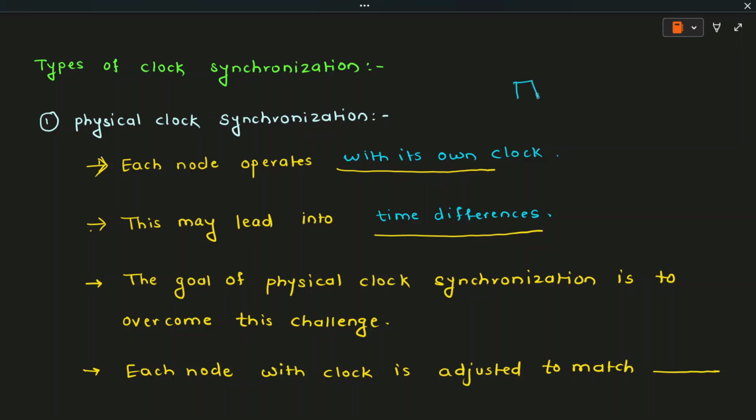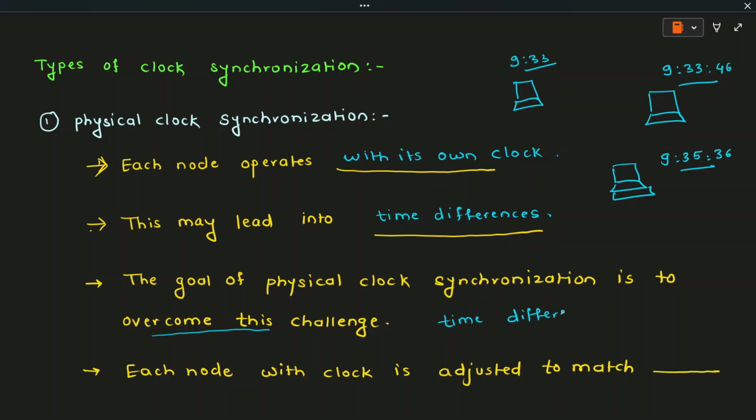So this is my one node. If it is showing time 9:33, another node might be showing time as 9:33:46 milliseconds. Another node might show the time like 9:35:36 milliseconds. Likewise, this will result in time differences. The goal of physical clock synchronization is to overcome this challenge, which is posed due to the time differences.